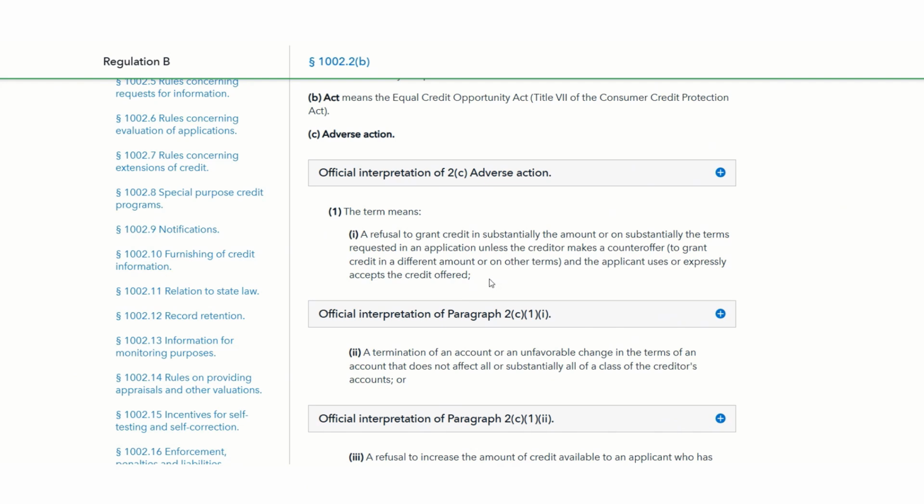Yeah, I'm not really understanding that last part. So it's, I guess, unless the creditor makes a counter and the applicant uses... Oh, that's all right. Unless. So if you accept the counter offer, right, then it's not considered an adverse action, right?